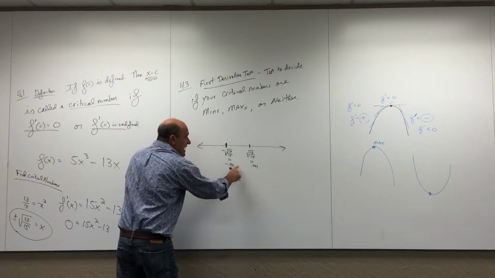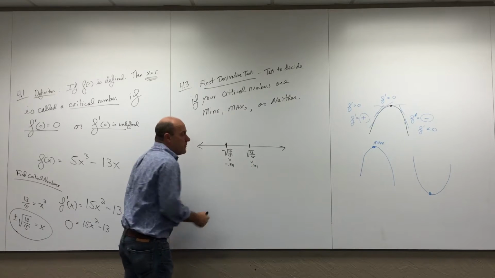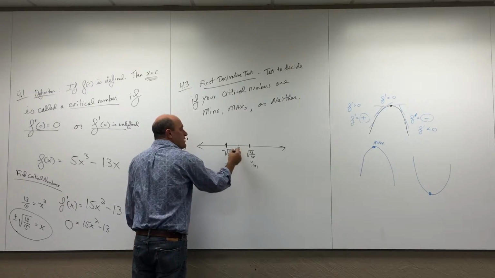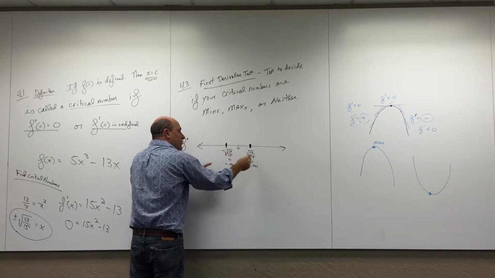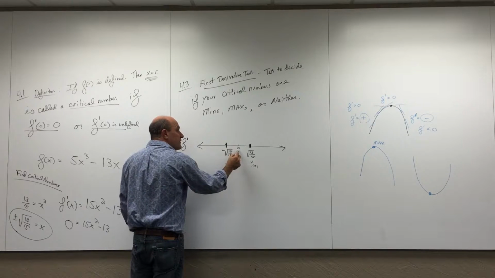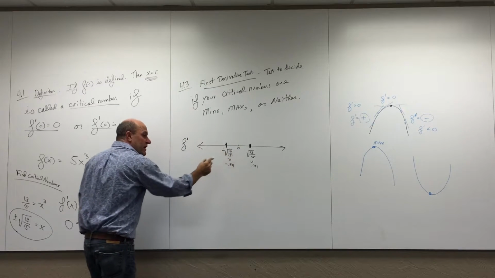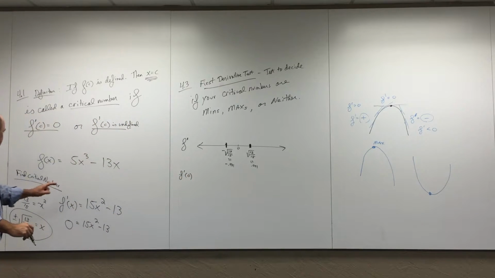So watch this. I'm going to test in between here. What's a good test number in between here? 0. Little 0 is going to be a test number. Look, I kind of big and bold these guys. These are my critical numbers, but I'm going to pick test numbers around here. So what am I going to do with this 0? I'm going to plug it in the derivative. Watch this. Where's my derivative?